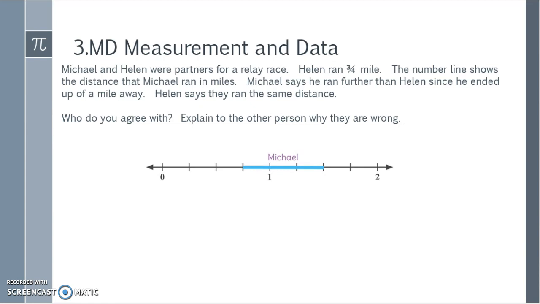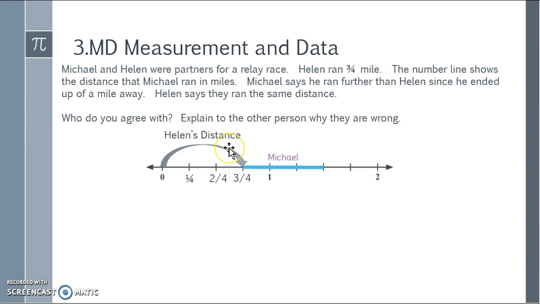Let's first identify what Helen did. Helen ran 3/4 of a mile. I can see that from 0 to 1 mile, I have 1, 2, 3, 4 parts before I get to a mile. So each part is equal to 1/4 of a mile. 1/4, 2/4, 3/4, 1. I see that Helen ran 3/4 of a mile. So let's say she started at 0, 1/4, 2/4, 3/4.